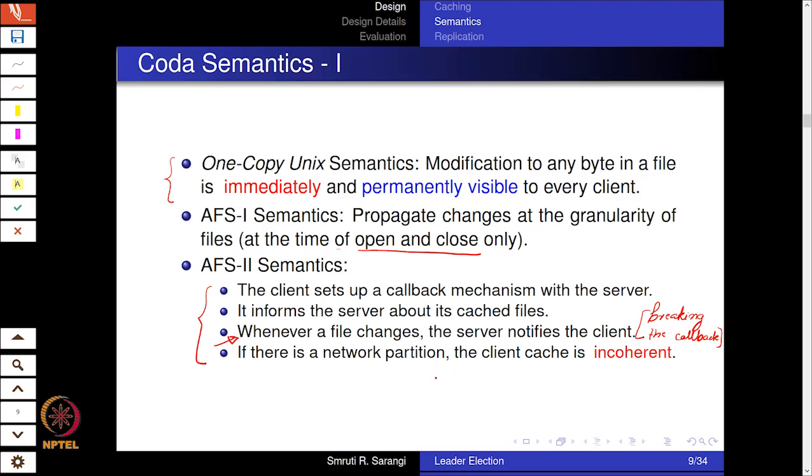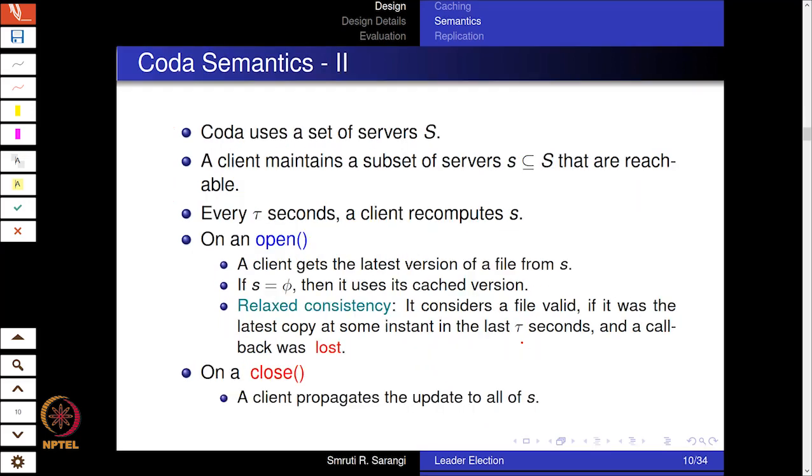If there's a network partition, of course, then the client cache remains incoherent. So let's say the server is over here, client is over here. It remains incoherent and nothing can be done. So this, as far as Coda was concerned, the Coda paper, AFS2 was the latest semantics that it had seen. So now let's take a look at the Coda semantics.